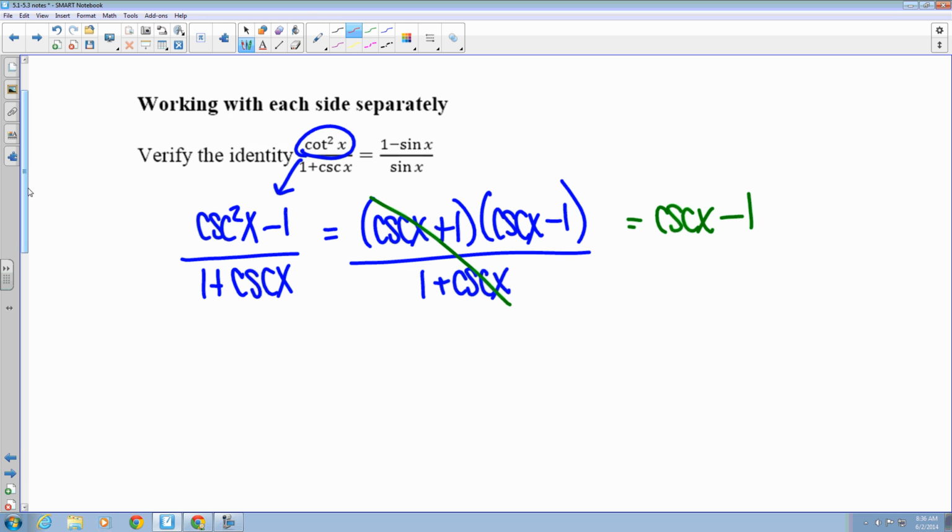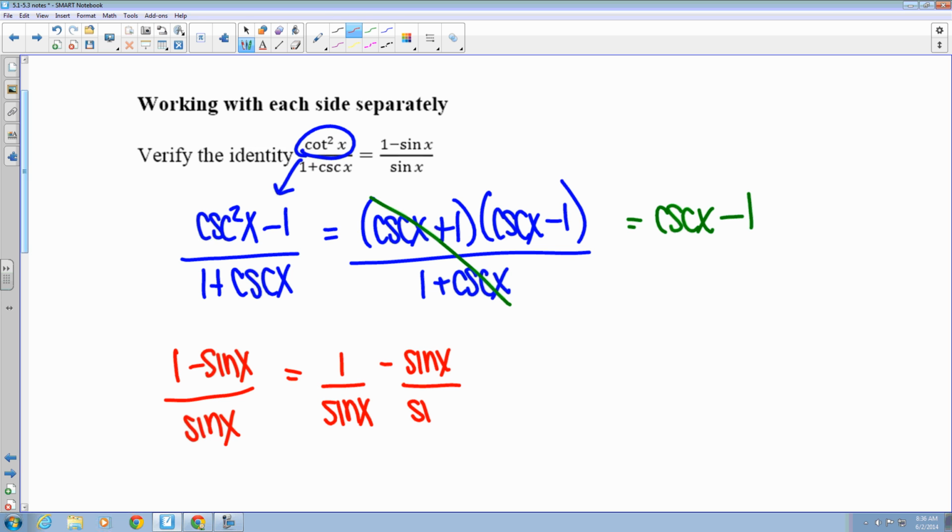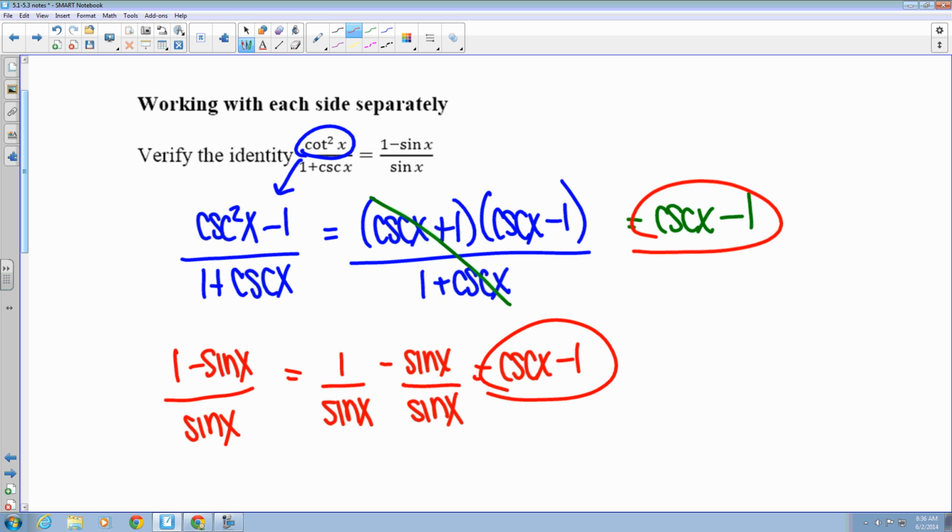And then I'm going to work on the right side. Since it's a monomial on the bottom, I can split it up right away. And both of the simplified sides are the same, so we are done. So in that case, I could not have just worked with the left side and turned it into the right side, but if I simplify both, they do simplify to the same thing. So that might be something you'd have to do, but it would specify that.